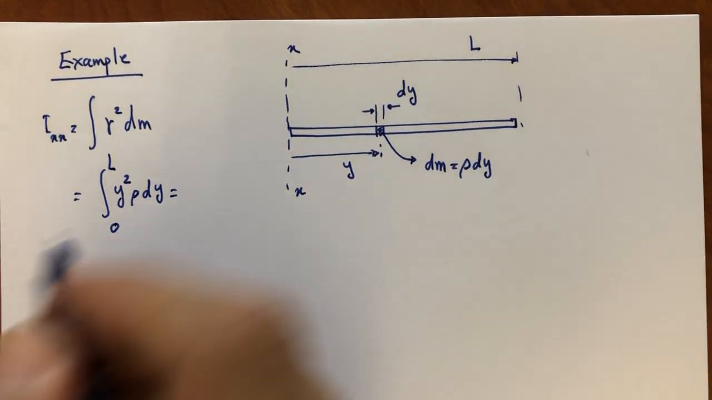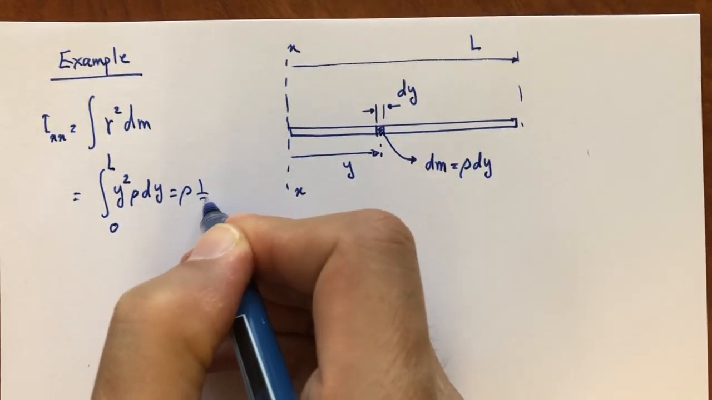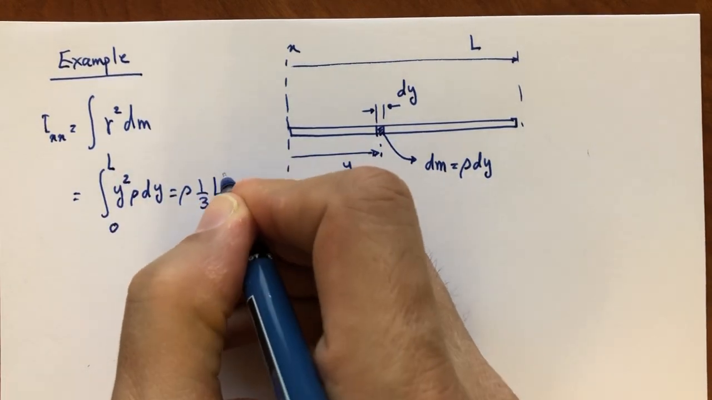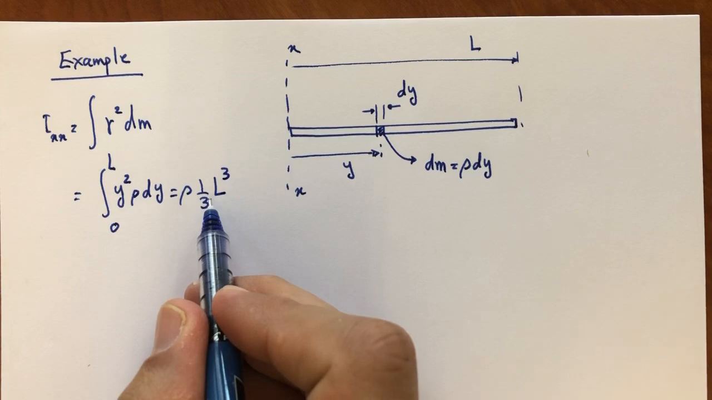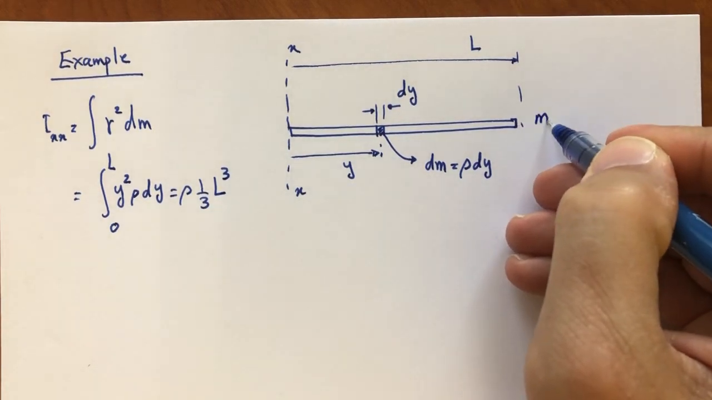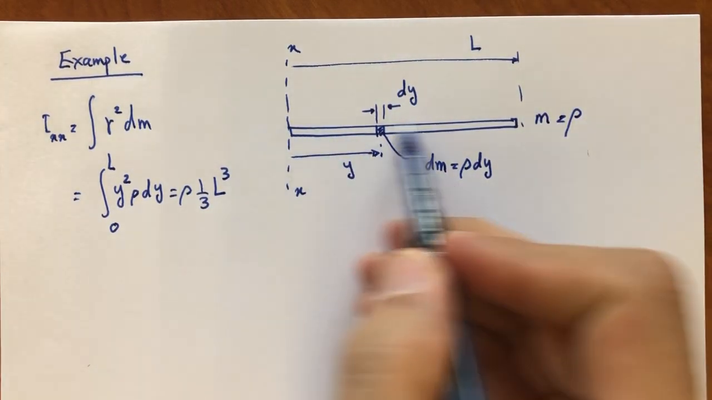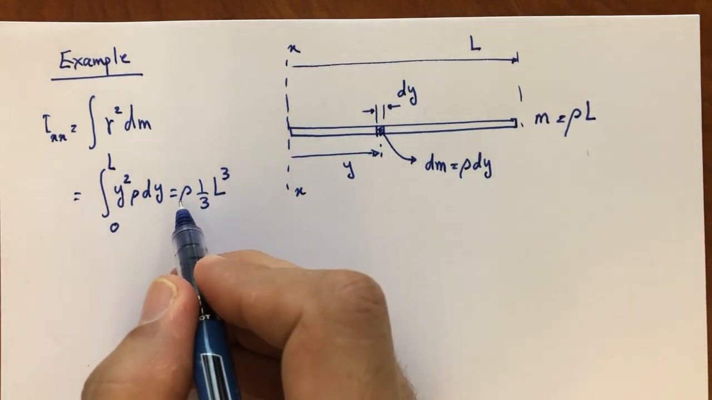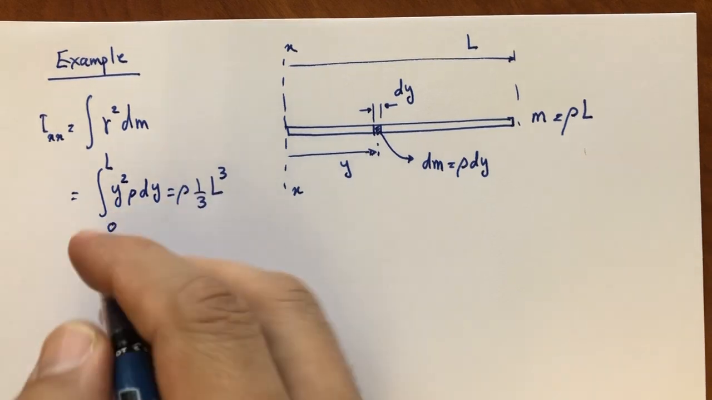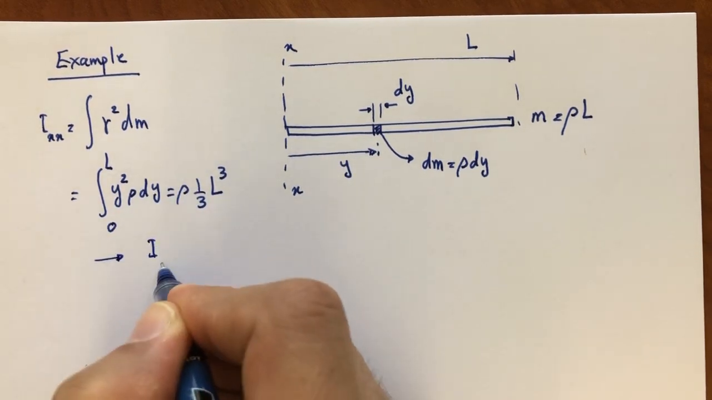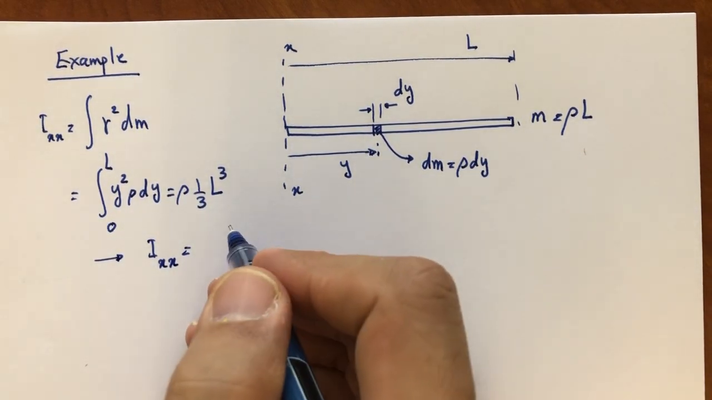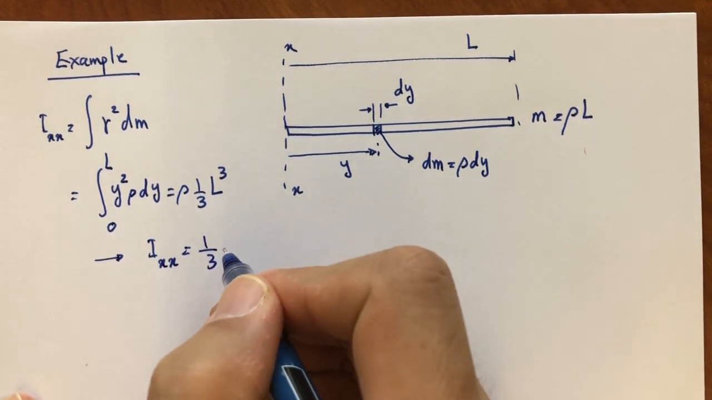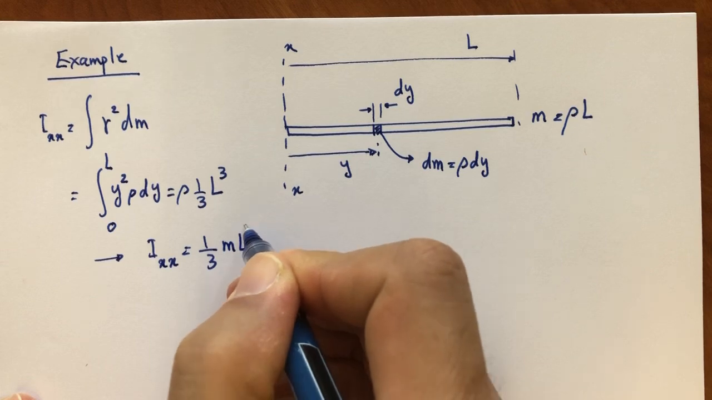This is a simple integral. It's going to be rho times 1/3 of y cubed, from 0 to L, which is going to be L cubed. And rho L is the mass, right? The mass of the rod is density per length times L. So if you replace rho times L with m, then Ixx is going to be equal to 1/3 of mass times L squared.